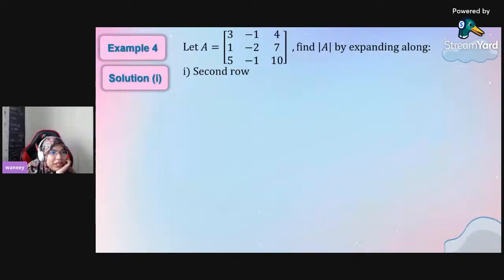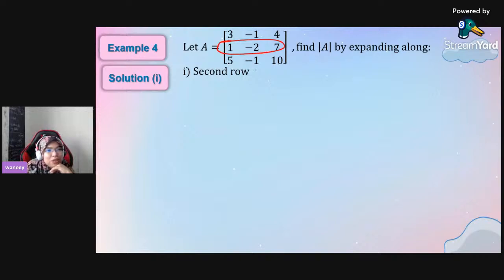Right, so let A be 3, -1, 4, 1, -2, 7, 5, -1, 10. Find determinant of A by expanding along second row. Okay, so this one they ask specifically, we have to use the second row. Okay, so where is the second row? Okay, the second row is over here.